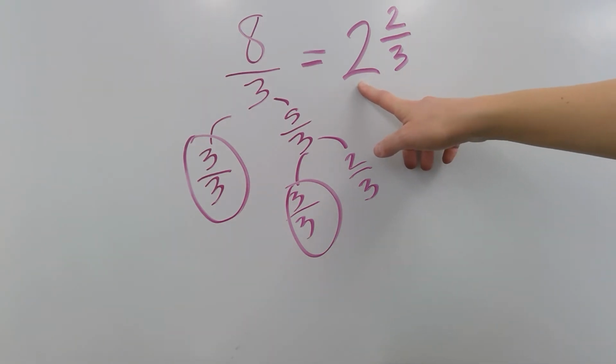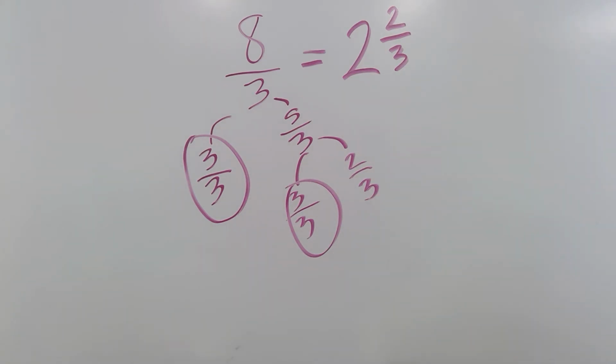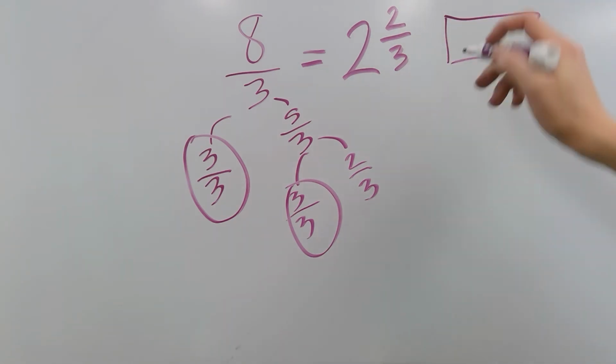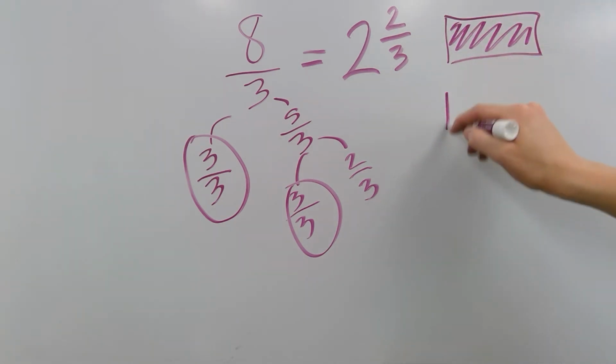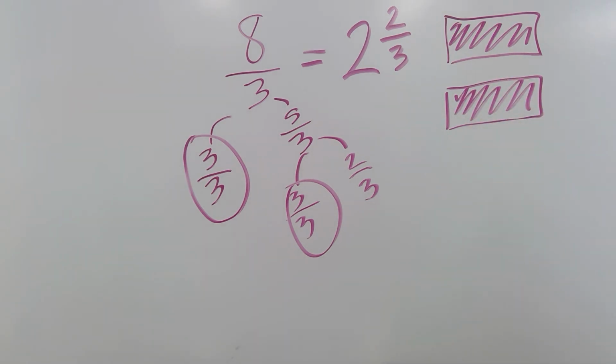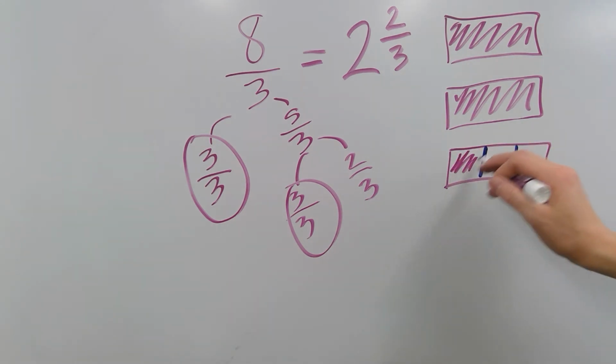And then I could draw that if I drew my wholes first. I have 1, 2 wholes, and then I have 2/3, which means my 1 whole is split into 3 pieces, and I have 2 of them.